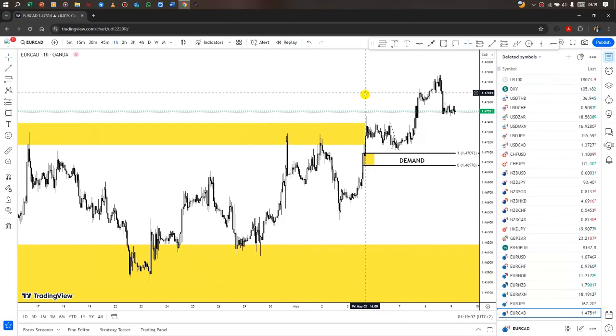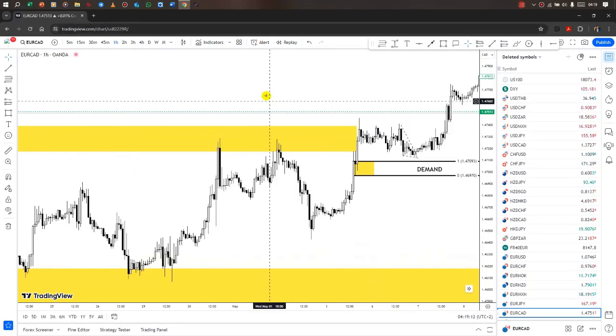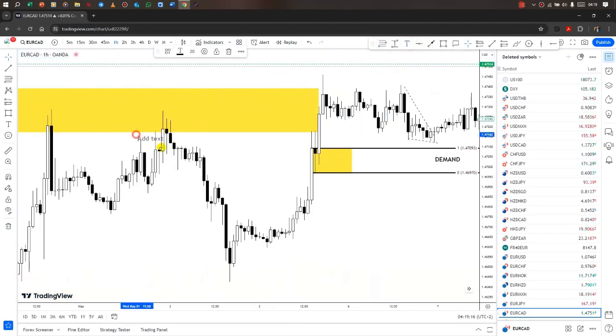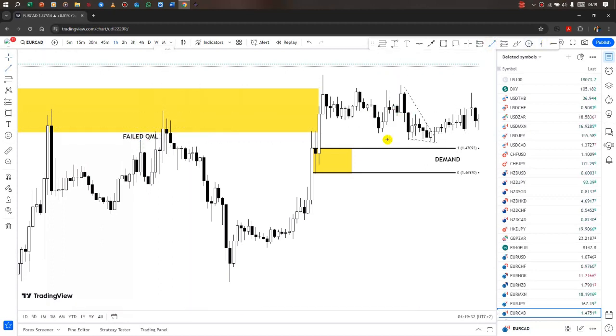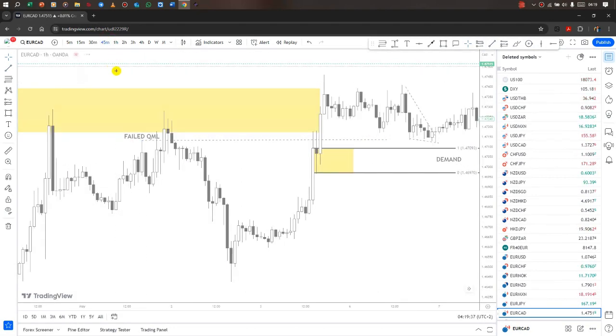You can also look for other things, other patterns. You can see that QML here, or failed QML. As you can see, we have a failed QML here. You can also trade the failed QML. As you can see, it's in alignment with our zone. You can see failed QML.